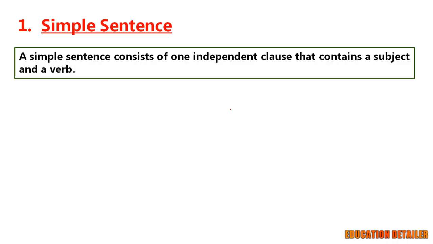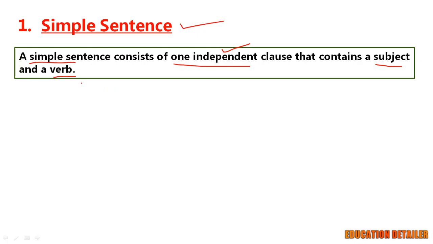Let's learn the first type of sentence, simple sentence. A simple sentence consists of one independent or main clause that contains a subject and a verb, and that expresses a complete thought. Let me clarify one thing: an independent clause is also known as a main clause, and it doesn't depend on any other clause to make sense. It makes sense on its own.